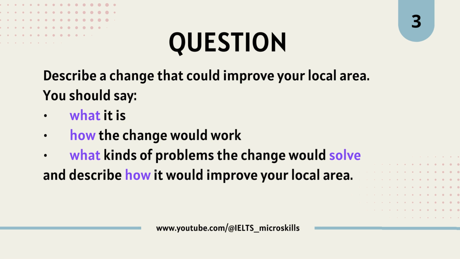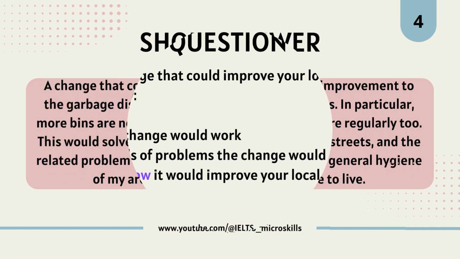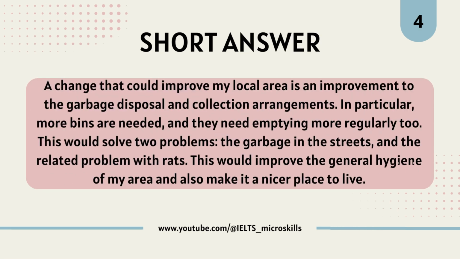Okay, I could answer this whole question by saying the following. A change that could improve my local area is an improvement to the garbage disposal and collection arrangements. In particular, more bins are needed and they need emptying more regularly too. This would solve 2 problems, the garbage in the streets and the related problem with rats. This would improve the general hygiene of my area and also make it a nicer place to live.